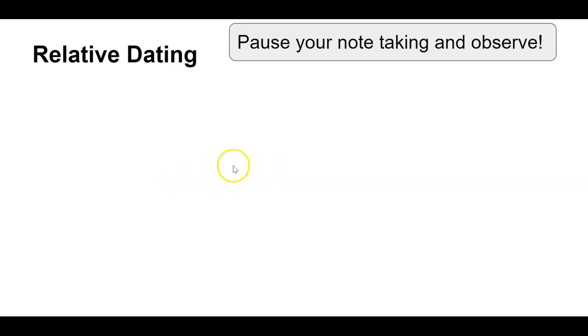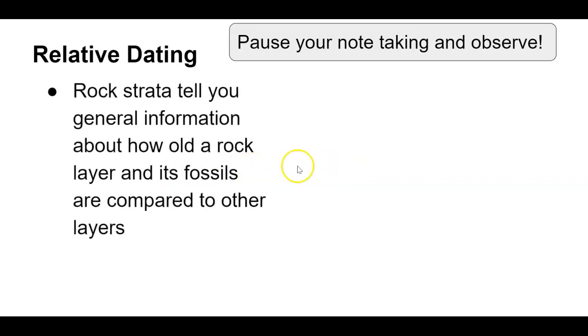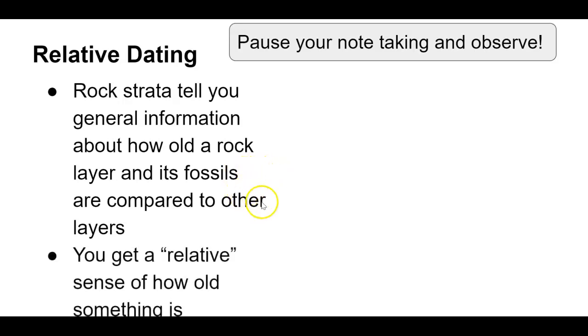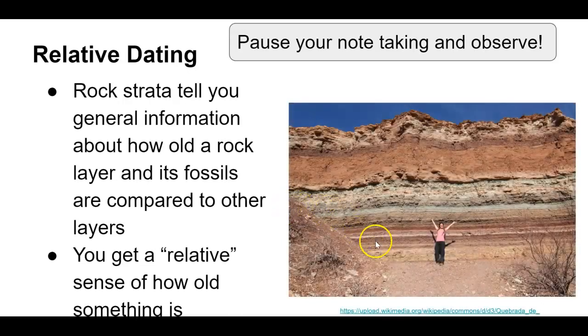Okay, pause your note taking. Look at this picture with me. So rock strata tells you general information about how old a rock layer and its fossils are compared to other layers. We get a relative sense of how old something is. So we can see all these different bands of sediment. All of those are different ages of rock. The oldest layers of rock are down here by the lady's feet, and the newest at the top.